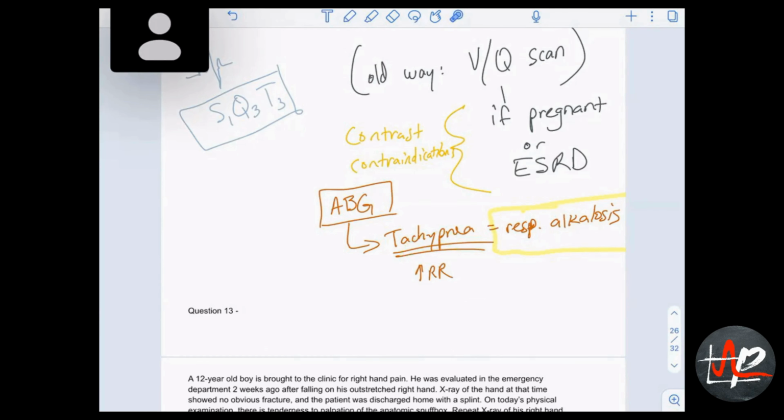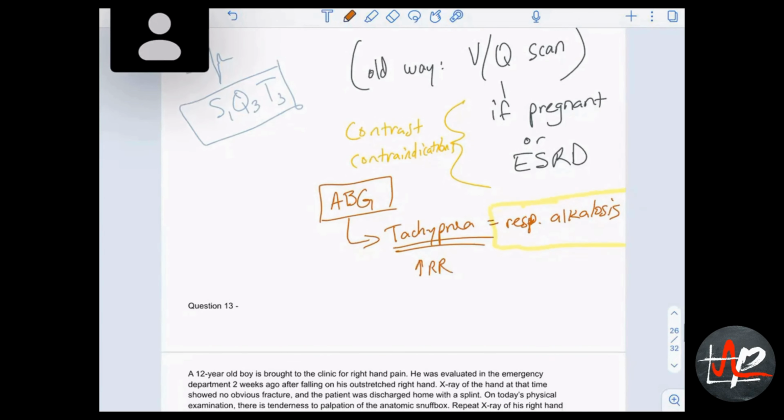And so these patients oftentimes will have an increased A-a gradient. So their alveolar-arterial gradient. You can actually just take the numbers if they give them to you. So their alveolar minus their arterial. This may be increased, maybe like 15 or 20 or something around there in a patient with a PE. But the major thing you need to know for boards is respiratory alkalosis.